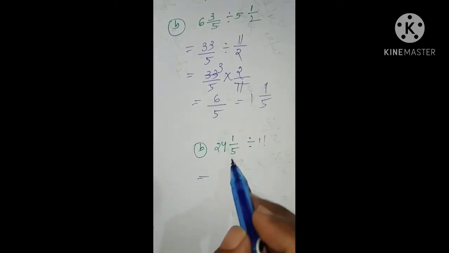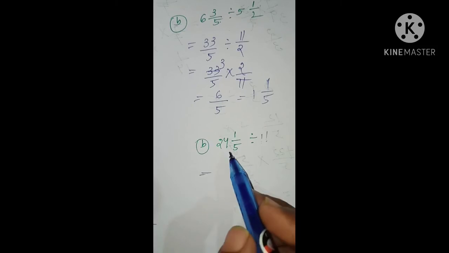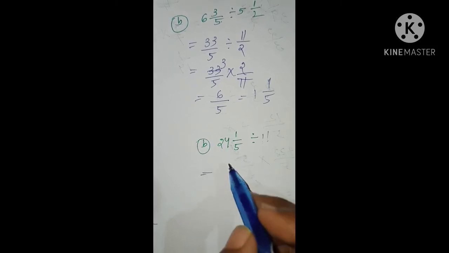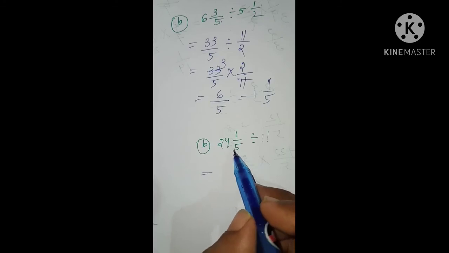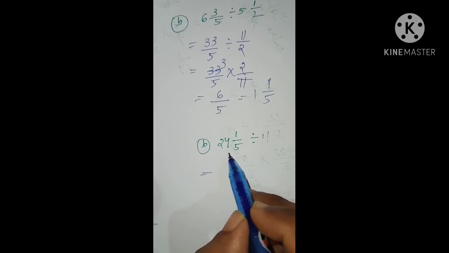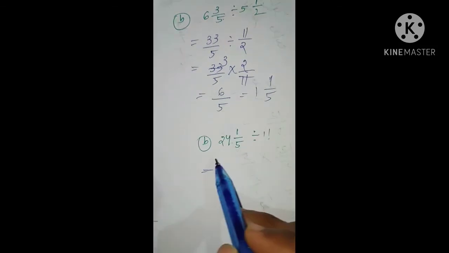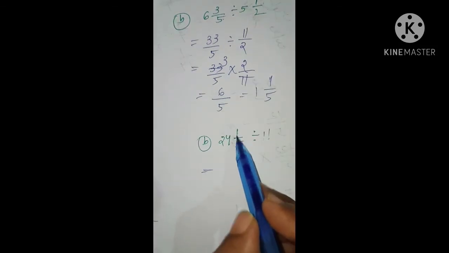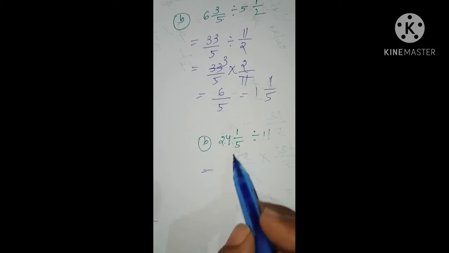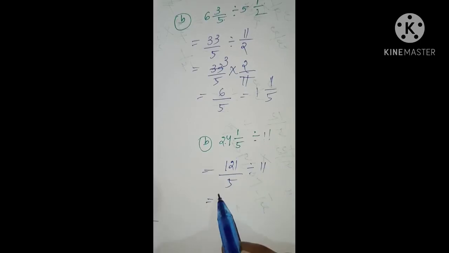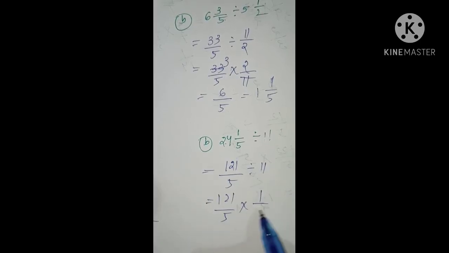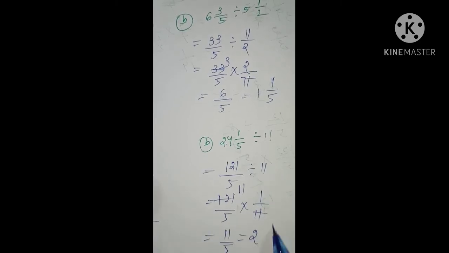Similarly B number. This 11 number B will be 24 whole 1/5. Then 24 times 5 equals 120, plus 1 equals 121/5, divided by 11. Now this one is 121/5 multiplied by 1/11. So 11 times 11 is 121. So 11/5 equals 2 whole 1/5.